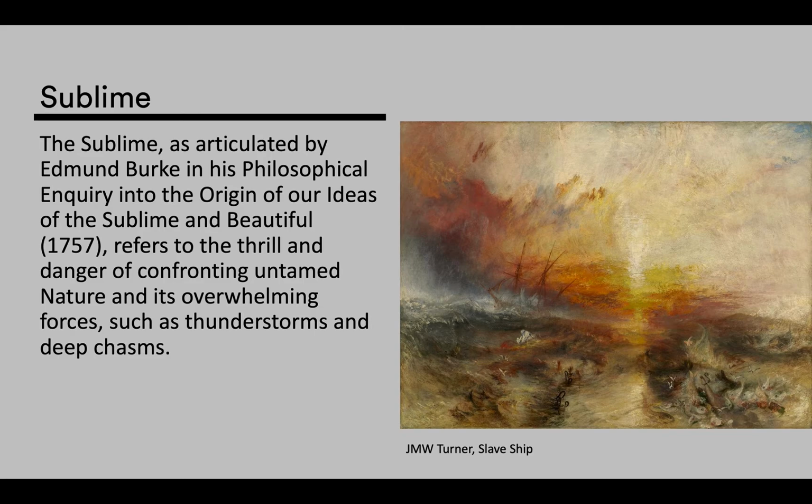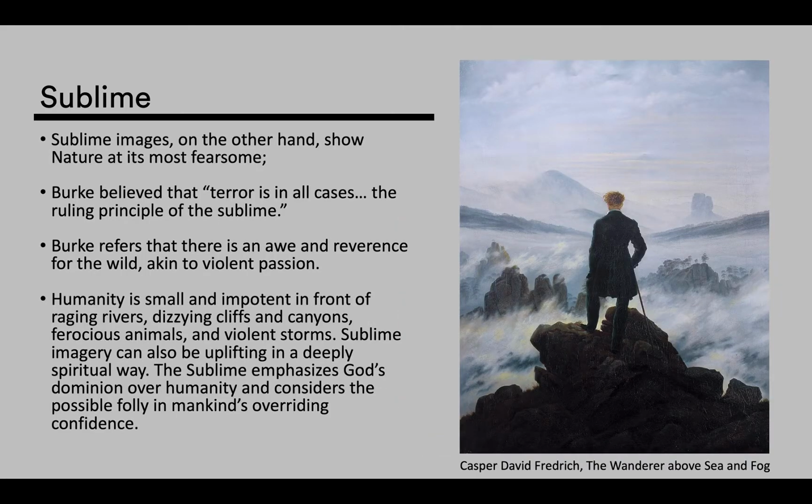In response to both of those is the sublime. The sublime, as articulated by Edmund Burke in his philosophical inquiry into the origins of our ideas of the sublime and beautiful, refers to the thrill and danger of confronting untamed nature and its overwhelming forces, such as thunderstorms and deep chasms. In the sublime, nature is fierce. It is awesome. It is going to destroy your ship. It's going to drown its crew in violence, like we see here in J.M.W. Turner's Slave Ship. The sublime shows how nature is most fearsome.